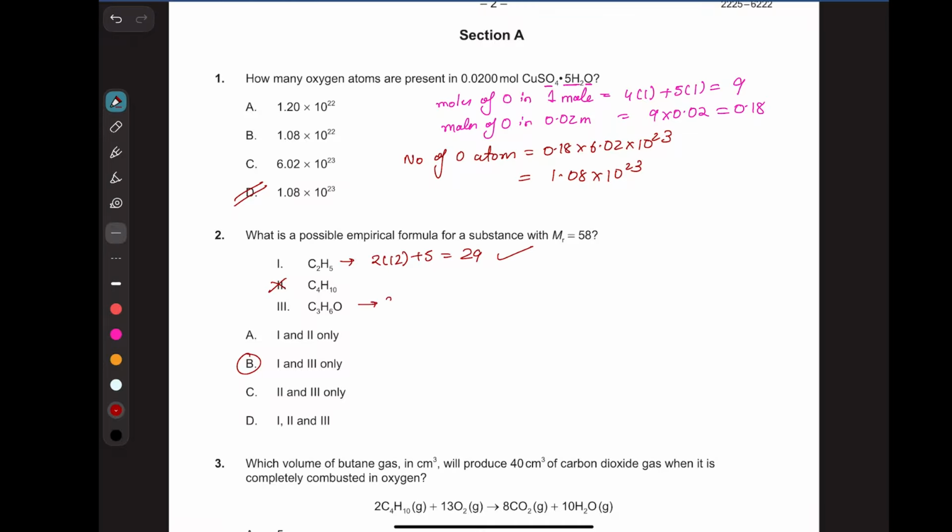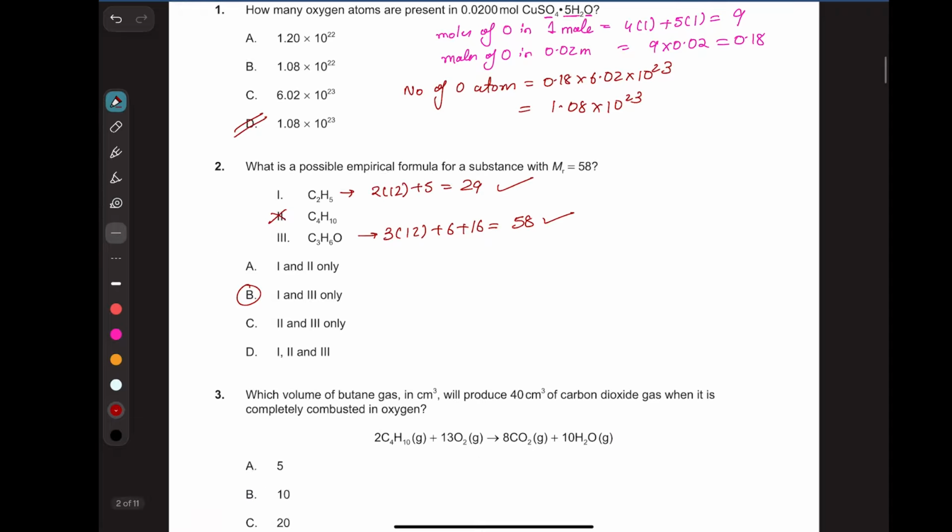And we check the last one. 3 times 12 plus 6 plus 16. 42 plus 16 is 58, so this can also work. So answer is 1 and 3.